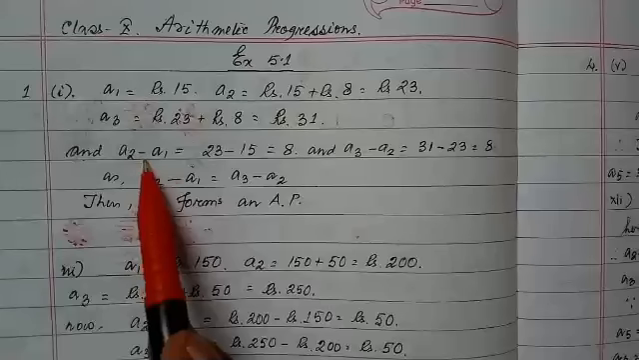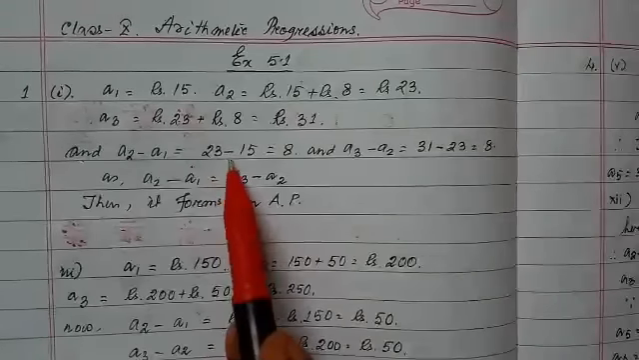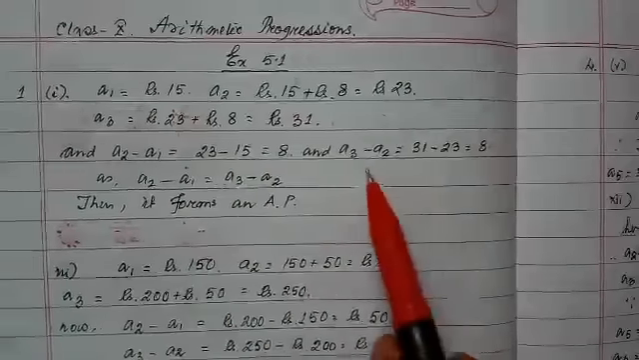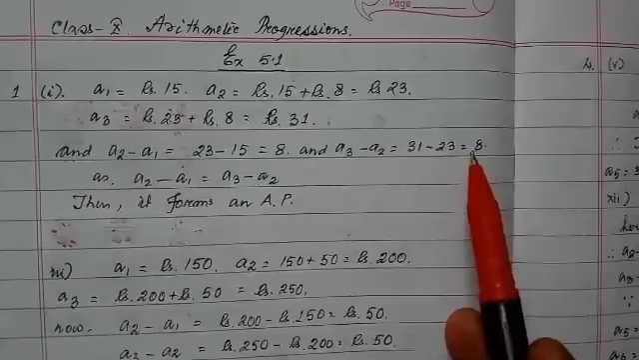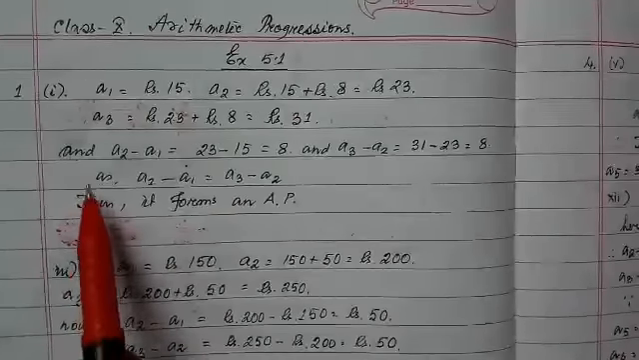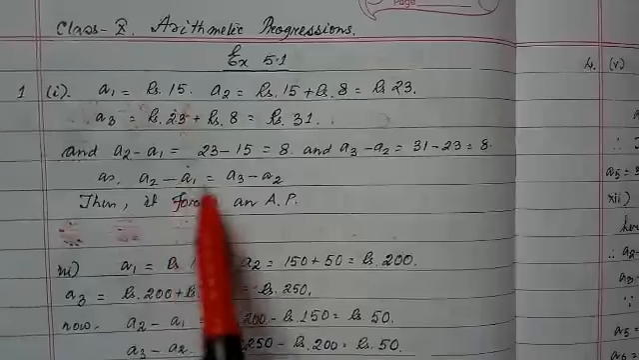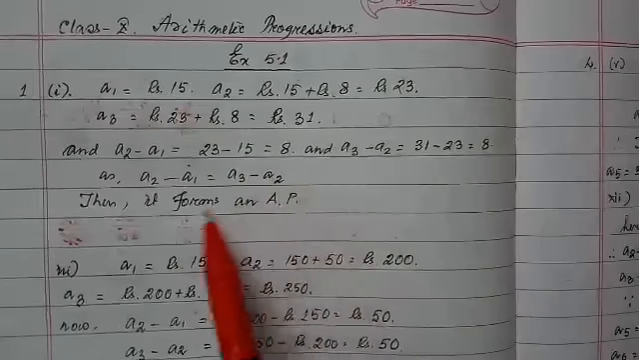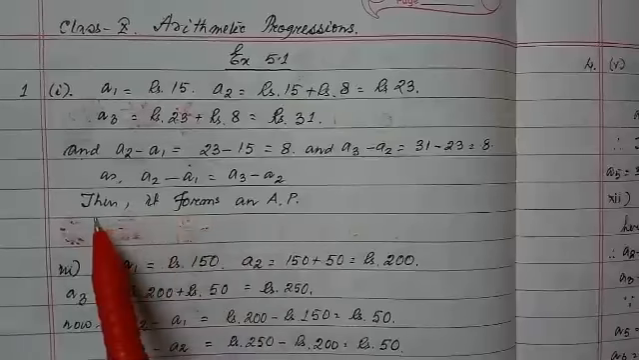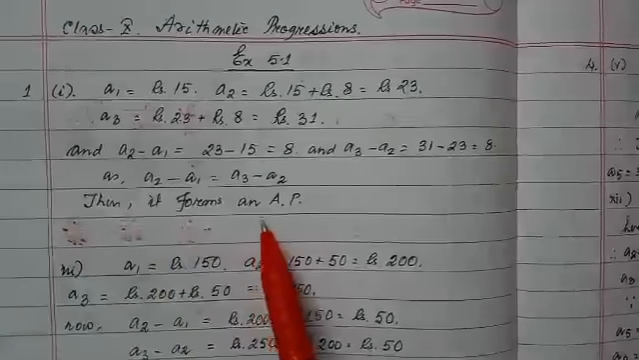Now A2 minus A1 is equal to 23 minus 15, that is 8, and A3 minus A2, that is 31 minus 23, that is equal to 8. Now as A2 minus A1 is equal to A3 minus A2, the difference is the same, that is the common difference, thus it forms an AP.